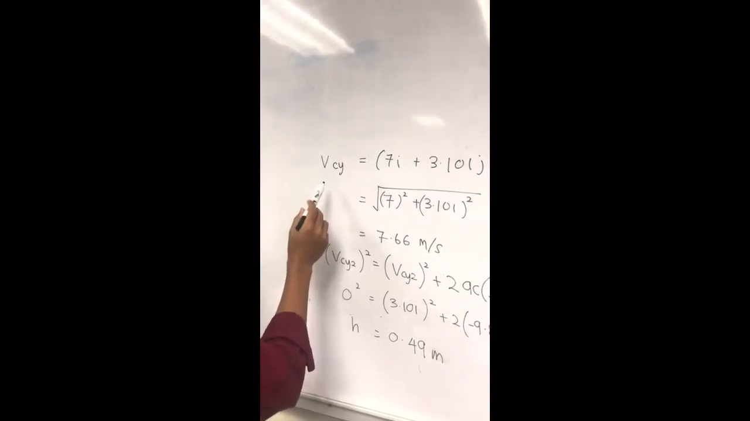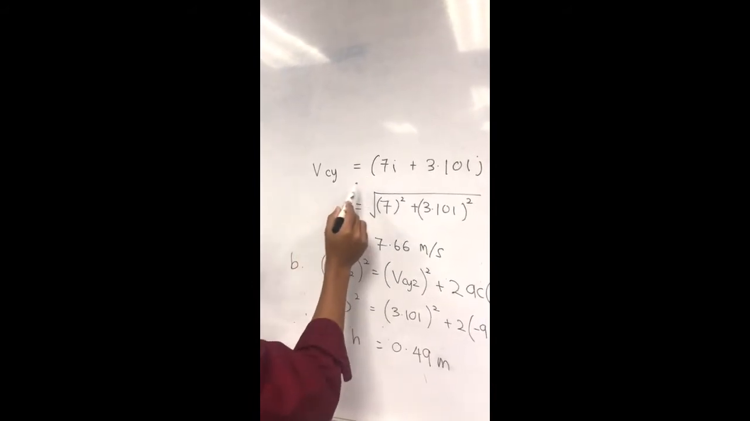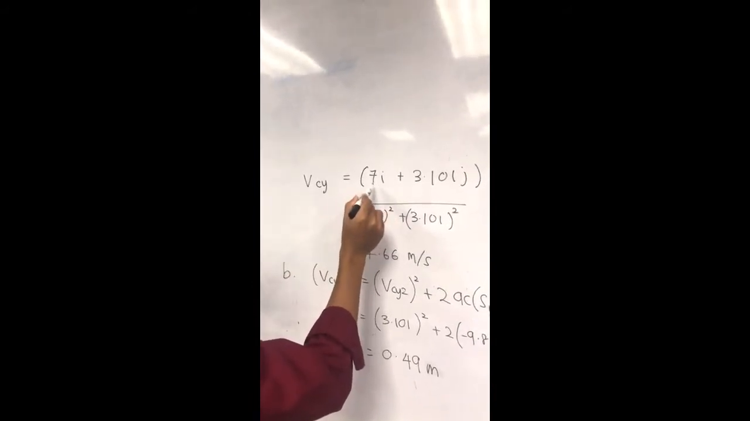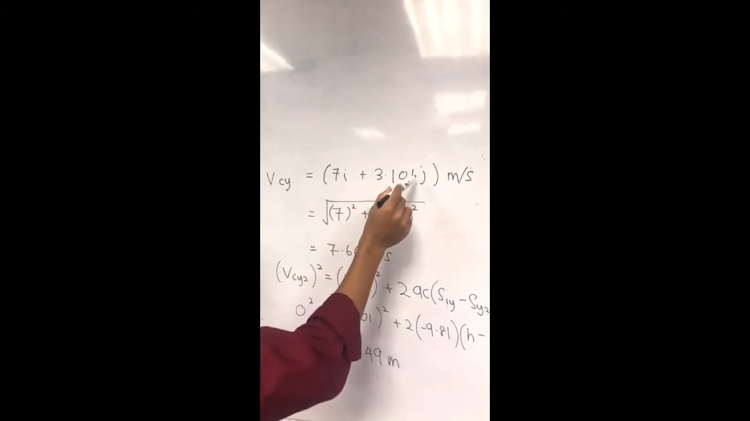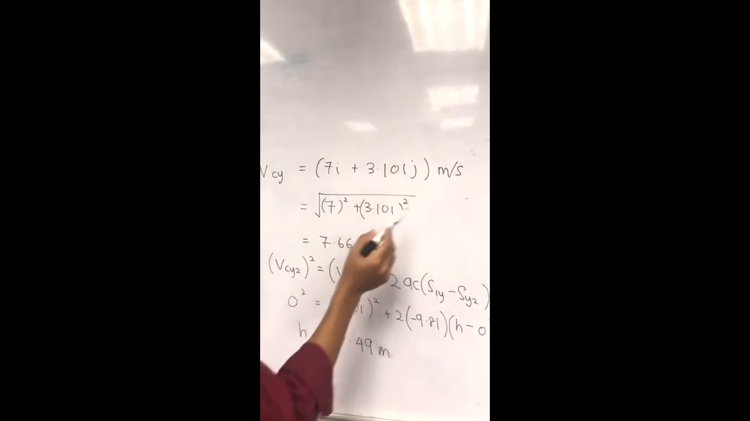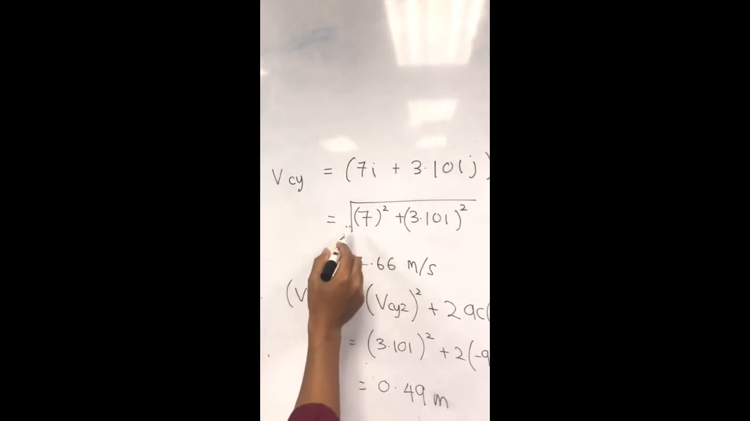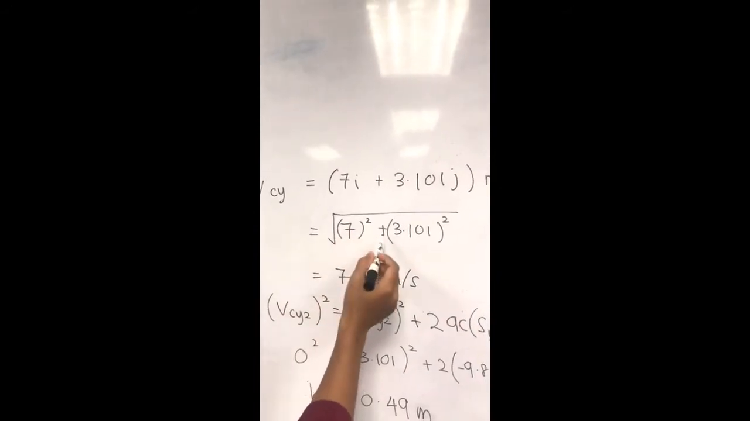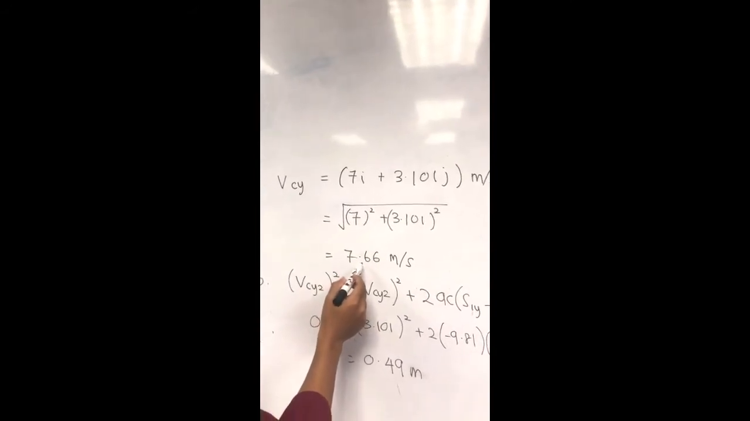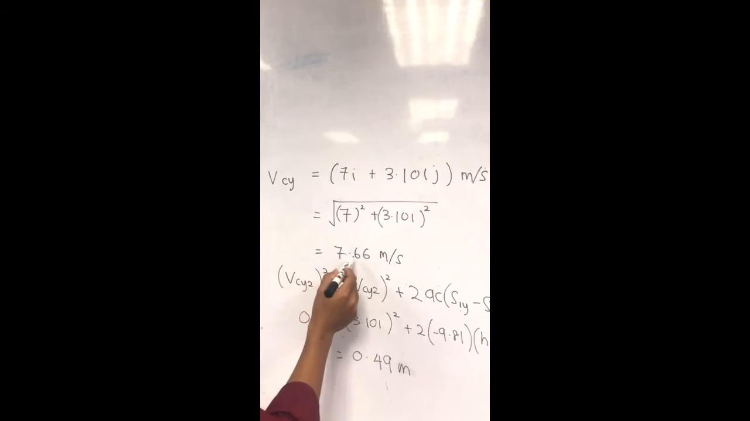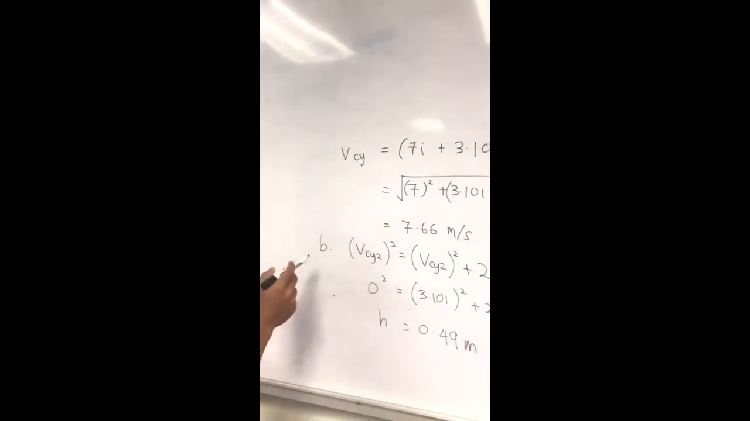Okay, therefore the rebounding velocity of the object at C is VC equal to 7i, which is the x-axis, plus 3.101j, which is the y-axis, meter per second. So we can find the vector magnitude: square root of 7 squared plus 3.101 squared. So we have the magnitude, which is 7.66 meter per second. So, moving on to question B.